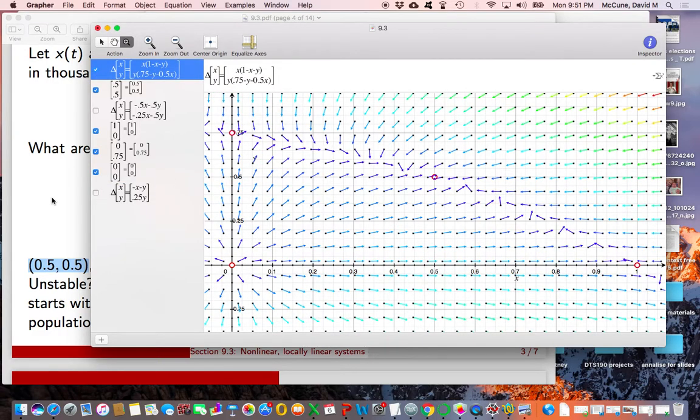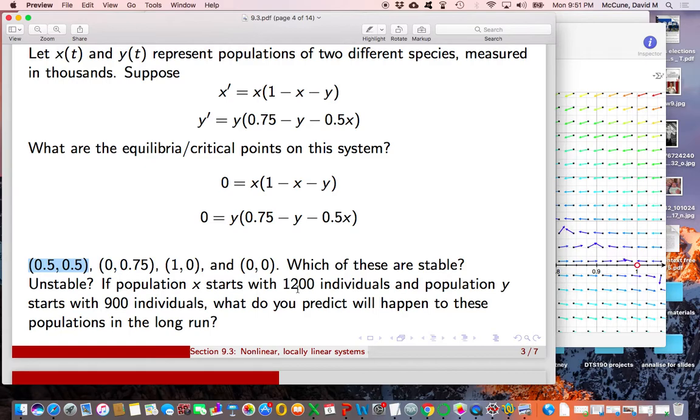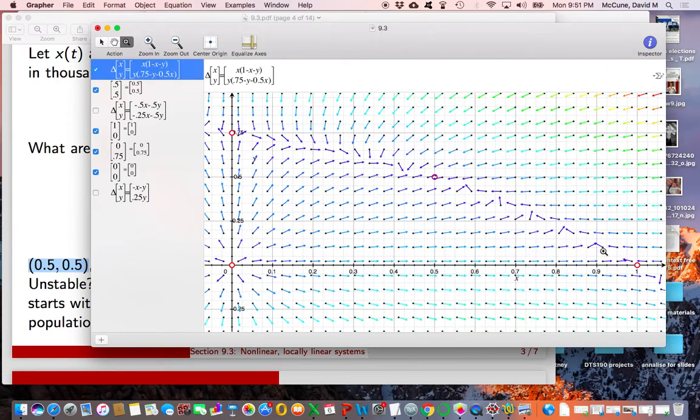Turn this on. Okay. Yes, so if you start with 1200 in X and 900 in Y, that's like 1.2 comma 0.9 in this language, right? So you're up here somewhere. If you follow the arrows, you're going to go along this sort of path, right to left and then sucked into that point. So species X will die, right? And then they'll recover a little bit and be sucked into this point. So leftward movement is bad for X. So you move left, you recover, and move right. So that species goes down for a while and then recovers.